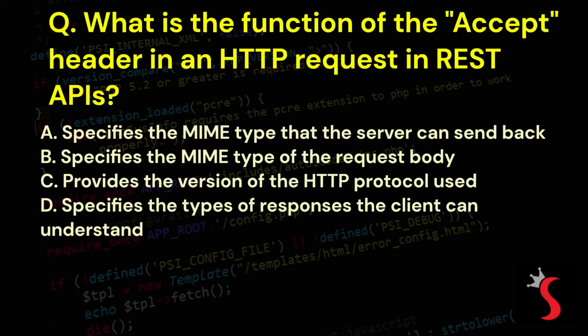What is the function of the accept header in an HTTP request in REST APIs? A. Specifies the MIME type that the server can send back. B. Specifies the MIME type of the request body. C. Provides the version of the HTTP protocol used. D. Specifies the types of responses the client can understand.